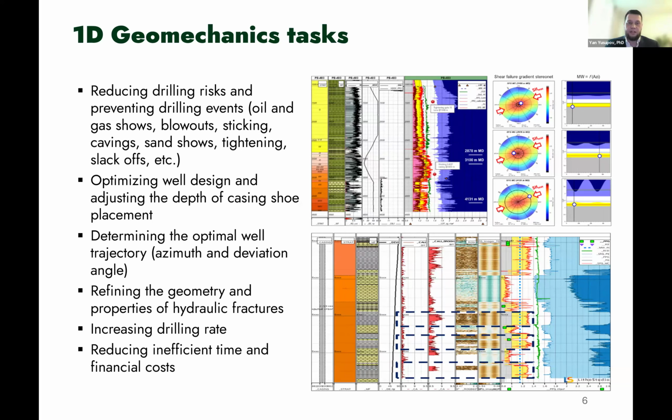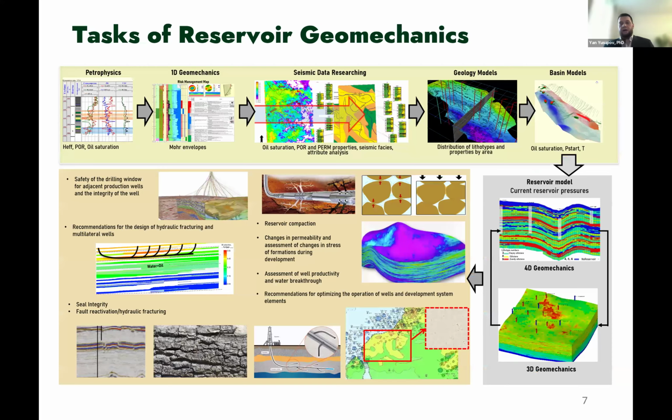From the 1D geomechanics tasks, we can select reducing drilling risk and preventing drilling events, especially oil and gas shows, blowouts, sticking, caving, sand shows, tightening, slack offs, etc. Also, it can be optimizing well design and adjusting the depth of casing shoe placement, determining the optimal well trajectory, refining the geometry and properties of hydraulic fractures, increasing drilling rate, and reducing inefficient time and financial costs. The common tasks of all types of geomechanics, including 1D, 3D, and 4D, you can see on this slide.